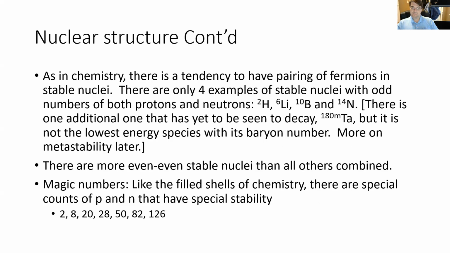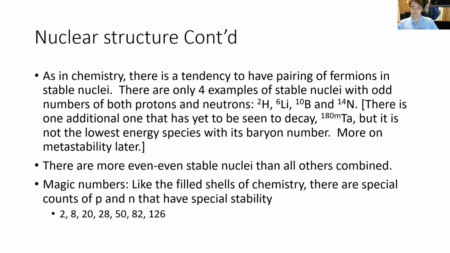One other thing, just like chemistry, there is a tendency to have pairing of fermions in nuclei. There are only 4 examples where you have a stable nucleus with an odd number of protons and odd number of neutrons, which are deuterium, lithium-6, boron-10, and nitrogen-14.